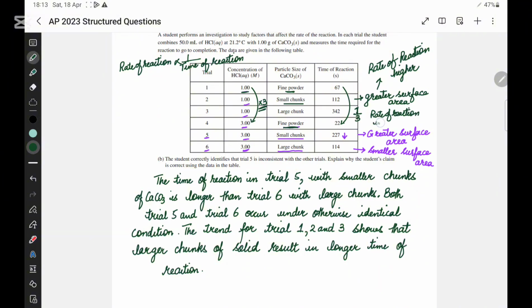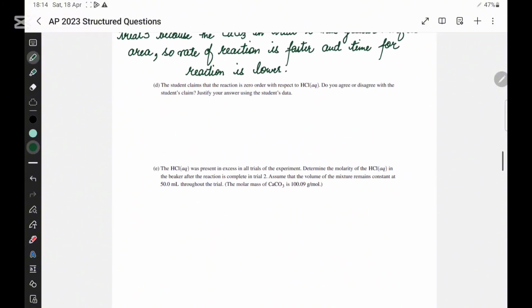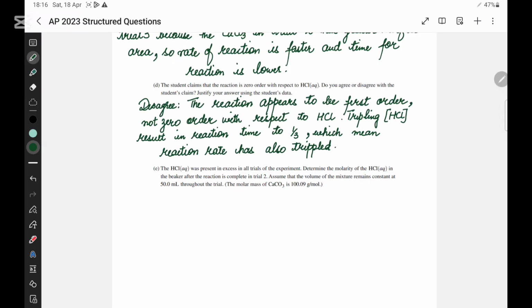So the rate of reaction increased by 3 times. Which order is going to be the rate of reaction? That is going to be first order reaction. As concentration increased by 3 times, the rate of reaction also increased by 3 times. So we can say it is going to be first order reaction. So how can we write the explanation that we are going to disagree with the claim? This is going to be the right explanation, that we disagree.